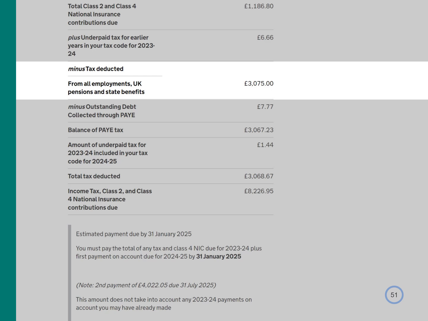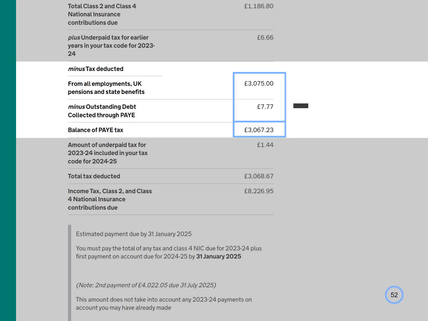Next, your calculation shows the amount of tax you've already paid during the year from employments, UK pensions, and state benefits. Any amount of outstanding debt that was collected through PAYE in the year is then taken off the tax you paid. The outstanding debt is included in the PAYE tax you paid this year, but it's for an earlier tax year. So it needs to be taken off the amount you paid as it's not tax due for this year.